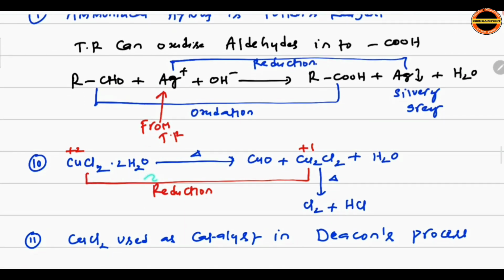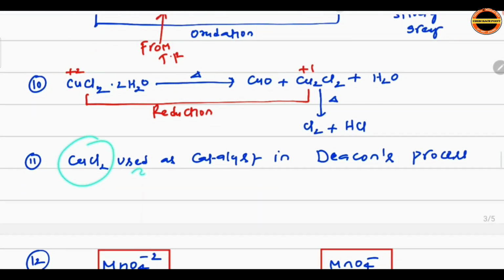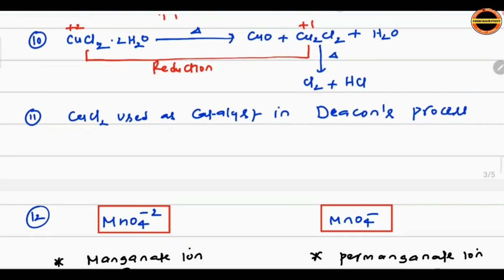Then CuCl2·H2O on heating gives CuO and Cu2Cl2, where reduction is happening, +2 becoming +1, which on further decomposition gives Cl2 and HCl. These reactions you have to remember; these are most important and repeatedly asked questions in JEE Mains and Advanced. CuCl2 is used as a catalyst in the Deacon process.